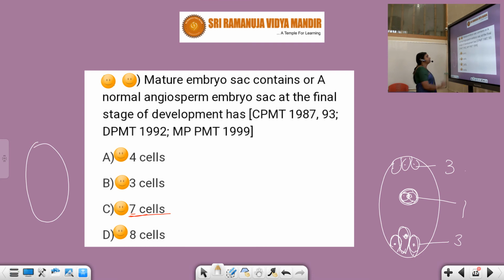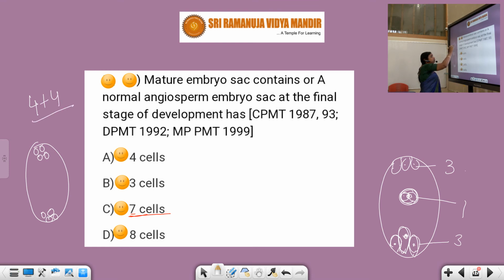How many cells are present at each pole before the maturation period of the embryo sac? That means the embryo sac has not reached maturity, and before that, how many nuclei are present there? Not cells. If we say nuclei, of course it is 8, but at each pole how many nuclei are present? 4 plus 4, here 4 and here 4. So before maturity it is 4 plus 4.